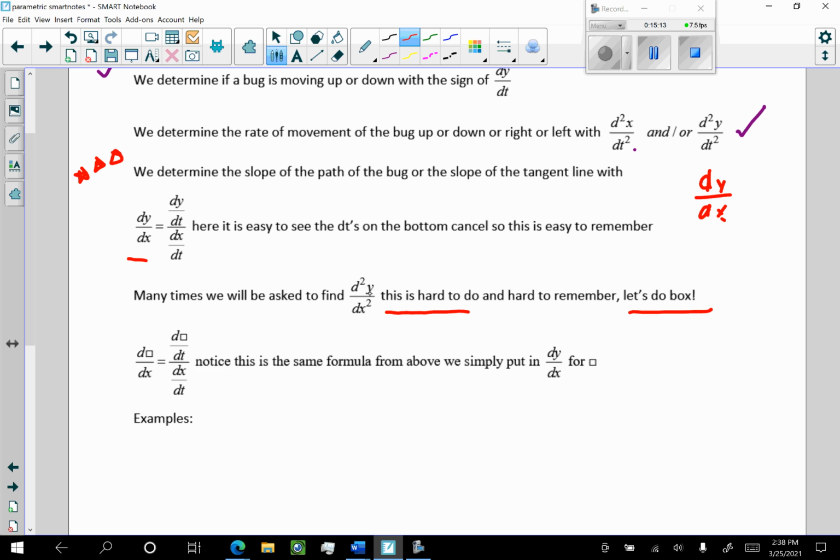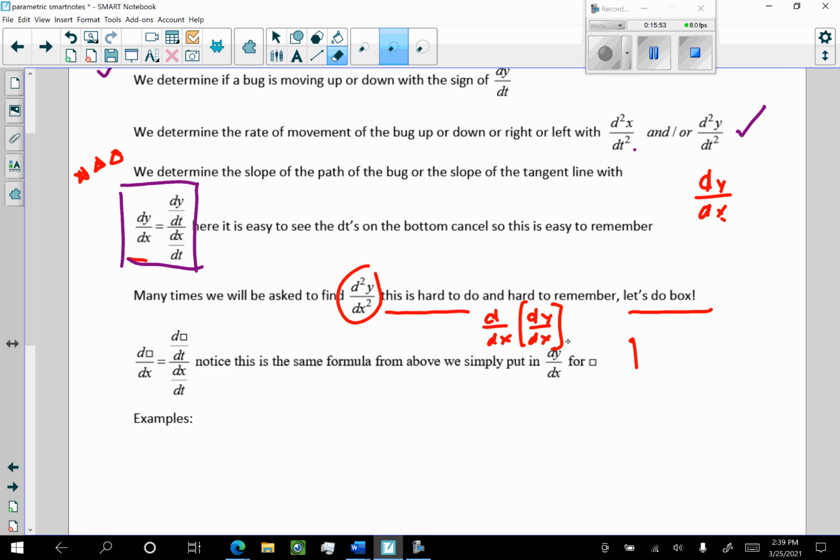So what is this? That means this. This guy here means I'm going to take the derivative with respect to x of the derivative with respect to x. That's what this notation means. And so if I look at this equation here, instead of y, I'm just going to use box. The derivative of box with respect to x is the derivative of box with respect to t divided by the derivative of x with respect to t. This is the same formula as above, but what are we doing? We're putting this box in for dy dx.